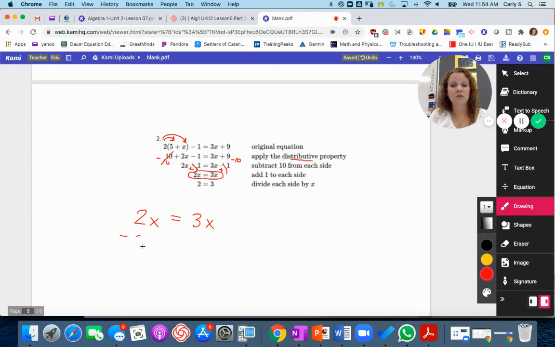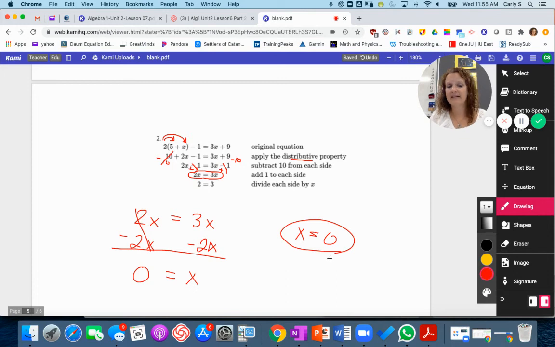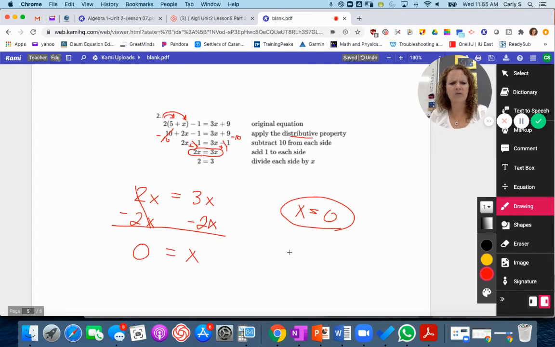If I were to, say, subtract 2x from both sides, that's allowed. And on the left, I'm left with 0. And on the right, I'm left with x. So x equals 0 is a solution, right? It's the only solution that works in that equation. Now, since we know x equals 0 is the only solution, let's talk about this.